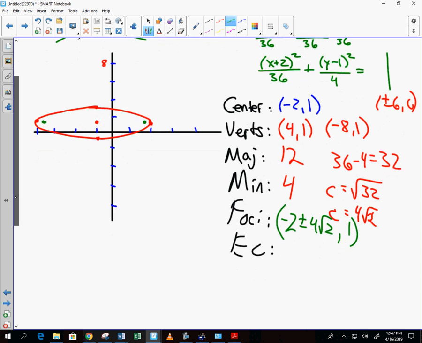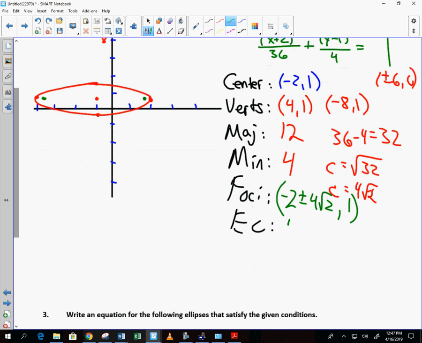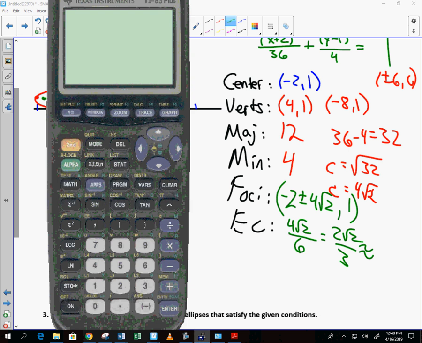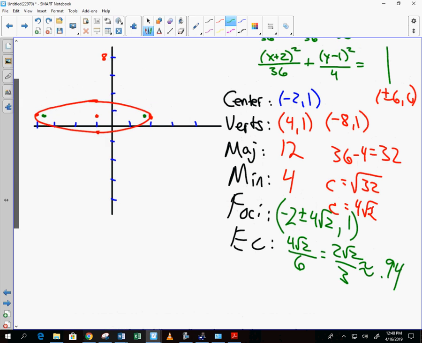How do we determine the eccentricity? 4 roots of 2 divided by 6, or 2 roots of 2 over 3. And I'm going to go ahead on my calculator and determine 2 roots of 2 divided by 3 because I want to make sure I come up with a value between 0 and 1. If I don't, I know that something's wrong. And I get 0.94. And so that's pretty close to 1. So you can see I definitely have a very stretched ellipse in this situation. Okay? What do you think?